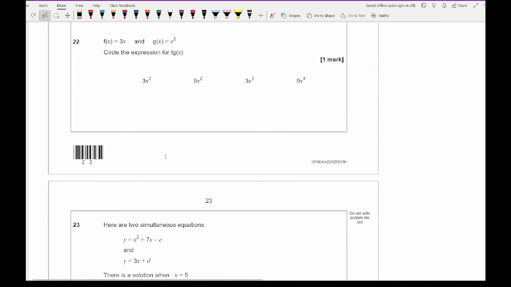Moving on to question 22, it says f of x equals 3x, g of x equals x squared. Circle the expression for fg of x. So what I want to do is substitute this where I see an x. So that's going to be 3 lots of not x, but the function of g, which is 3x squared. So that is the first option.